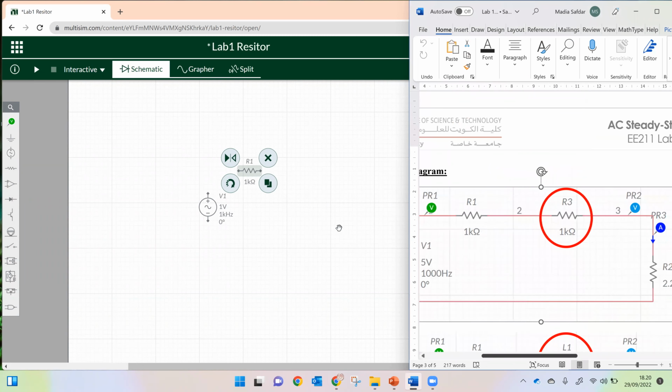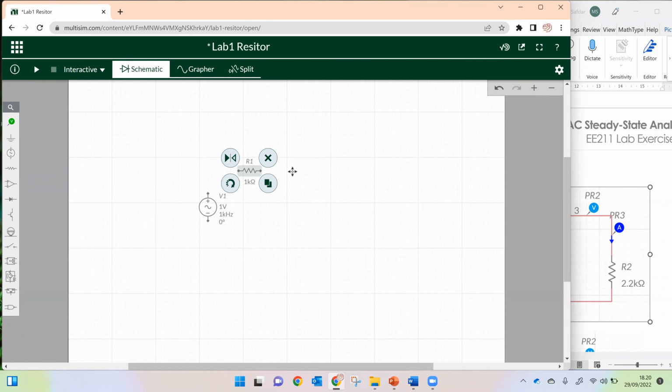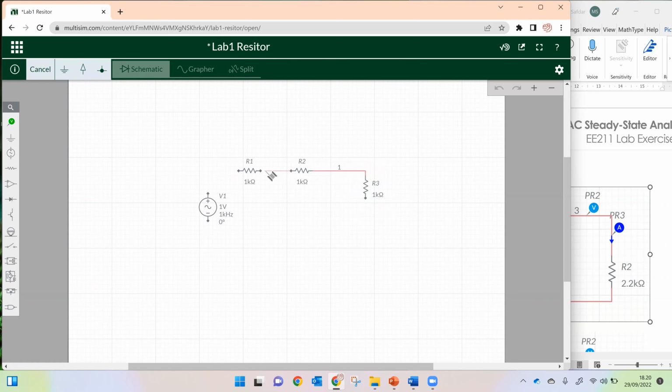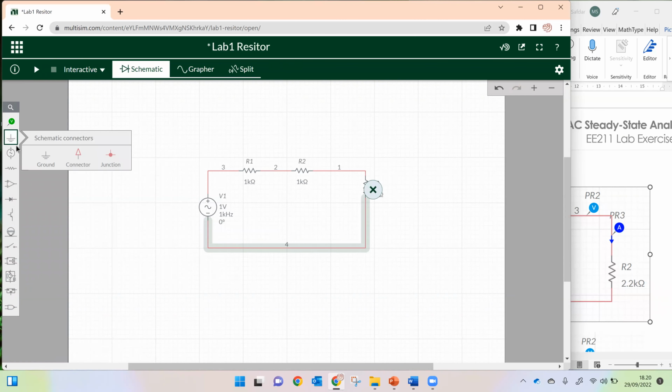Okay, 3 resistors. I can just copy this resistor here, then I can copy it here. This I will rotate from here. Then just make the connections. I need one ground.